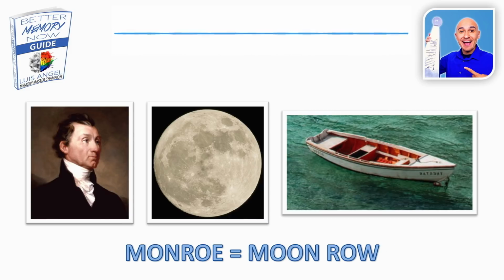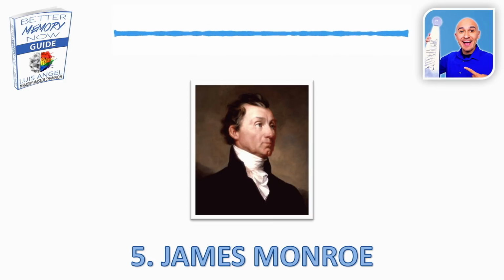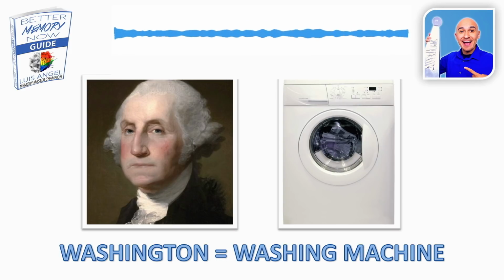So moon rowing on your fifth location, because we know that the moon rowing represents Monroe, for James Monroe as the fifth president. All right, now make sure to do a quick review. What was the first president? George Washington. What about the third?